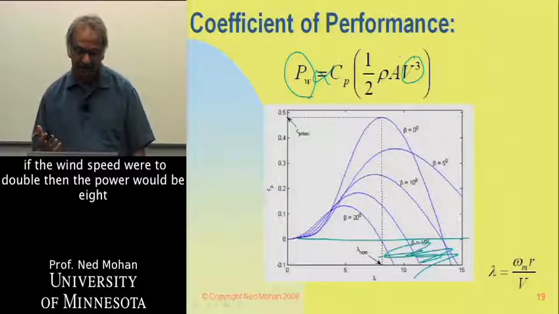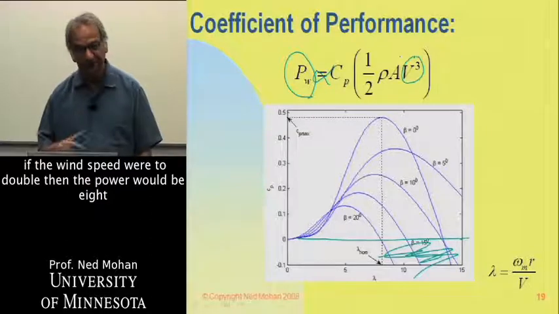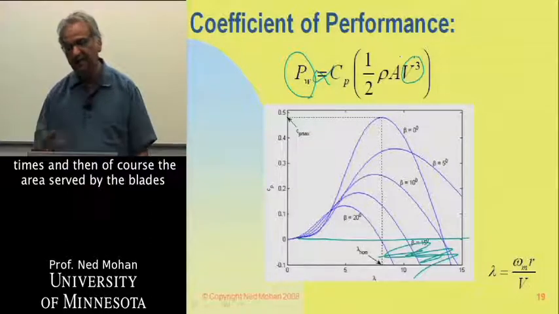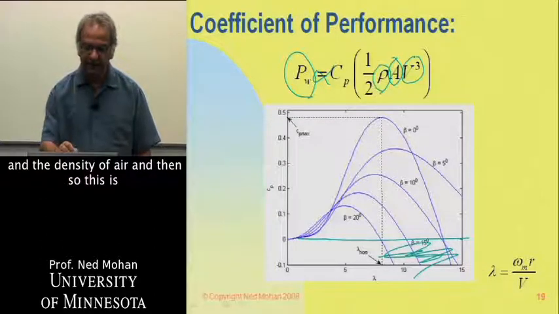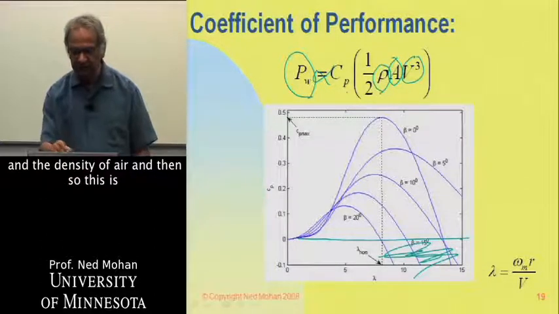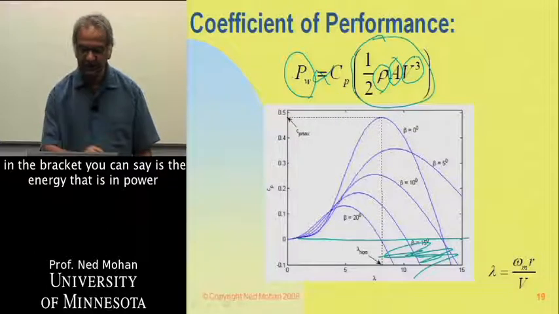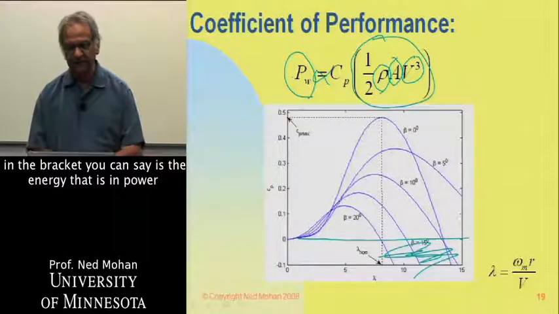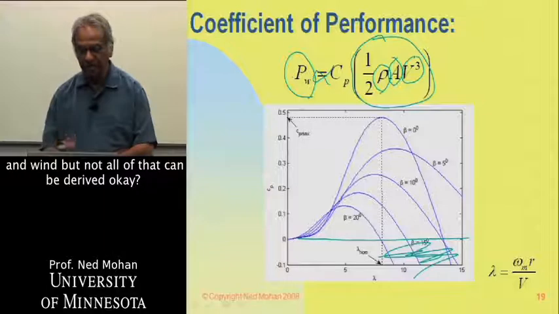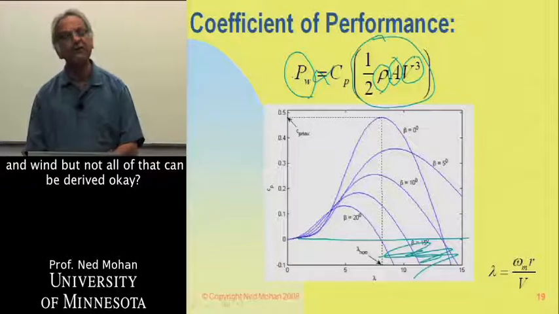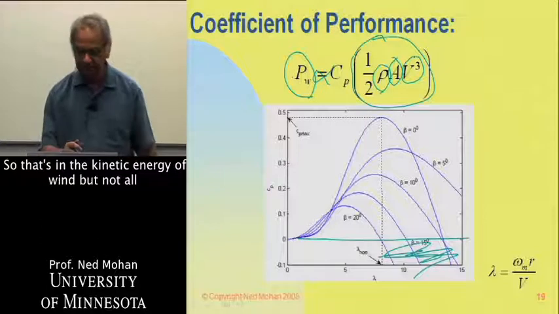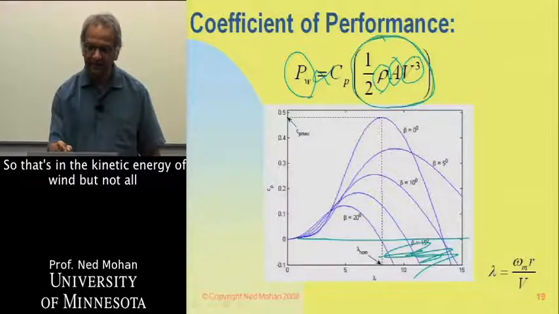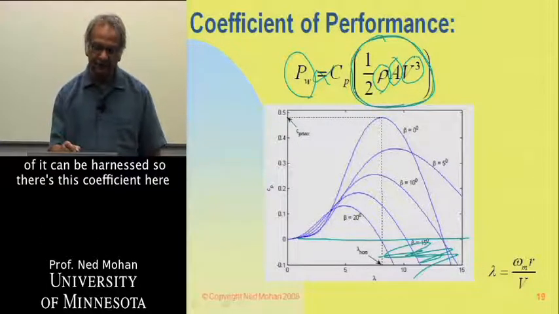If the wind speed were to double, then the power would be 8 times. Okay, and then of course the area swept by the blades and the density of air. So this is in the bracket. You can say this is the energy that is in power and wind, but not all of that can be derived. Okay, so that's the kinetic energy of wind, but not all of it can be harnessed.